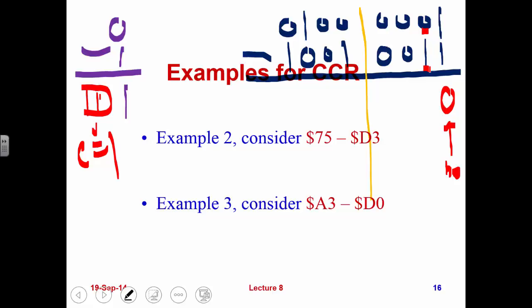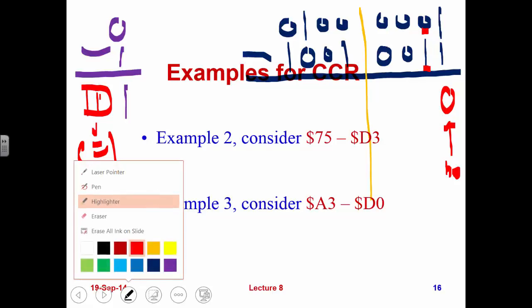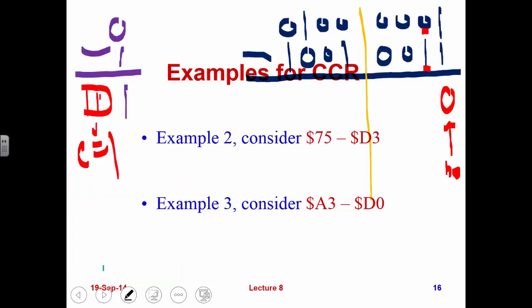But let's check these bits. Let's try to borrow here. We try to borrow from here, that's not enough, because bit 2 is 0. Then let's check bit 3. Bit 3 is also 0, so there's nothing to borrow. I mentioned you can only borrow from 1. So let's check bit 4. Bit 4 is also 0. We cannot borrow from here. Let's check bit 5. Not enough. Nothing to borrow because they are all 0.